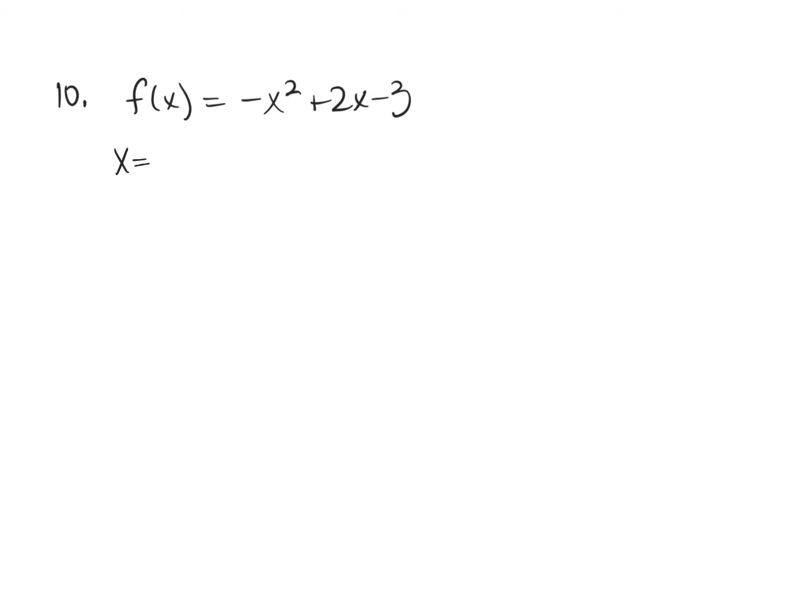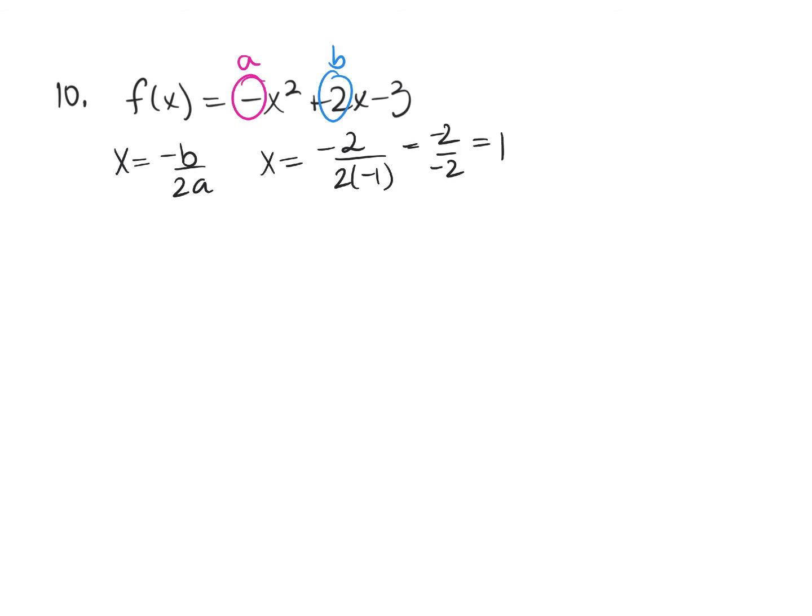So my vertex, x equals -b over 2a. So I get x equals negative 2 over 2 times negative 1. Remember, this is b, and this is a, negative 1. So that gives me negative 2 over negative 2, which equals 1.